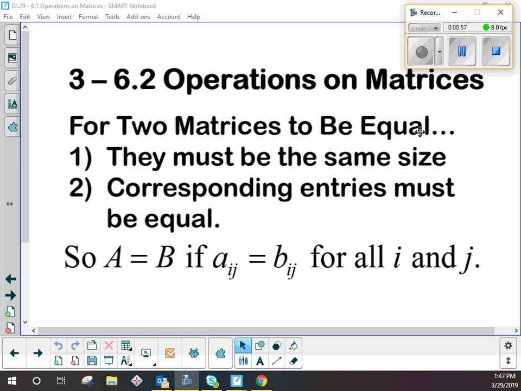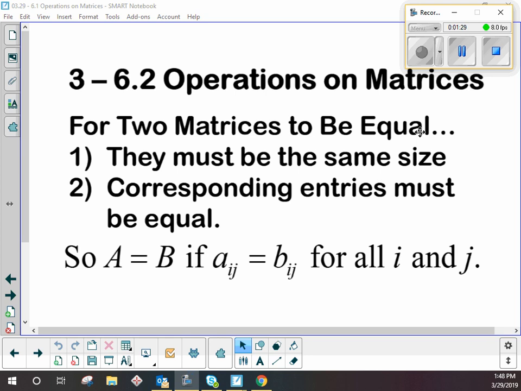Okay, thank you. What do we mean when we say that matrices have to be the same size? What specifically are we talking about? Not variables. The number of rows and columns, okay? The rows have to be the same number or amount. The columns have to be the same number and amount. Krista, read the second one for me, please. All right, thank you. So they have to be the same size, and then corresponding entries must be equal.